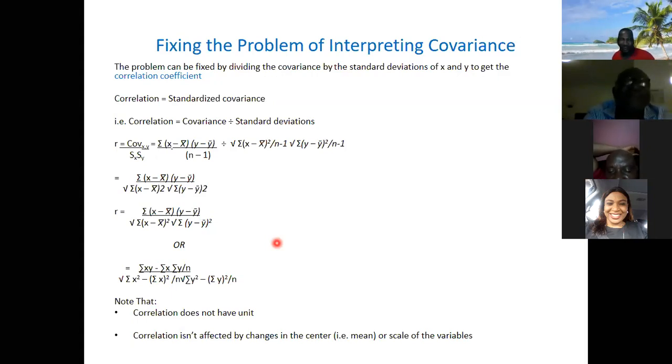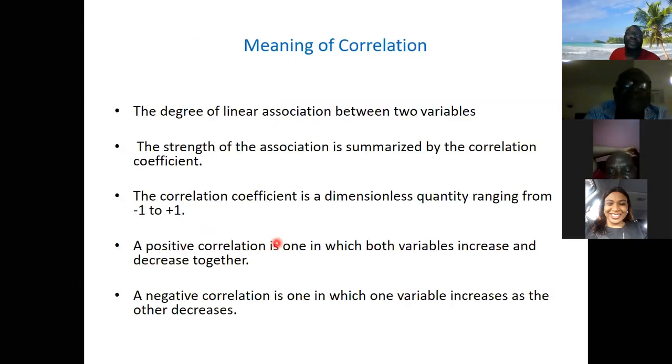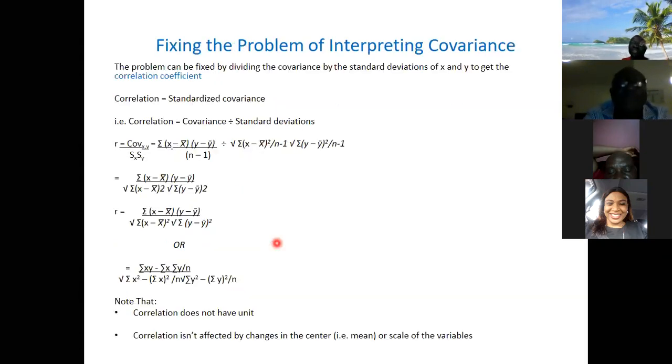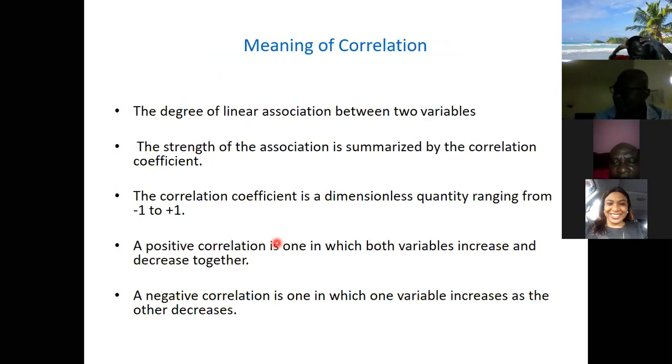That's no unit. So correlation does not have a unit, and it's not affected by changes in the center, maybe the mean, especially if something is skewed, or by the scale of the variable. So you can see that correlation is standardized covariance. You standardize it by dividing by their standard deviations.